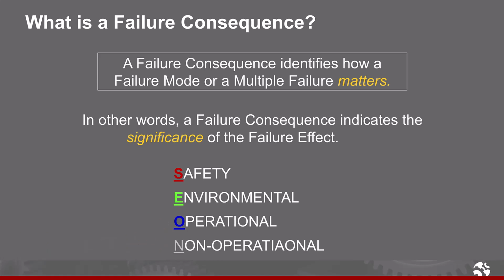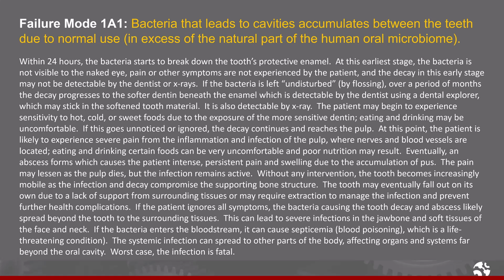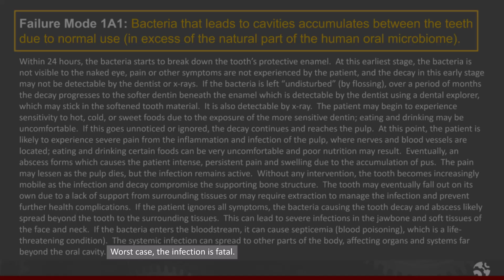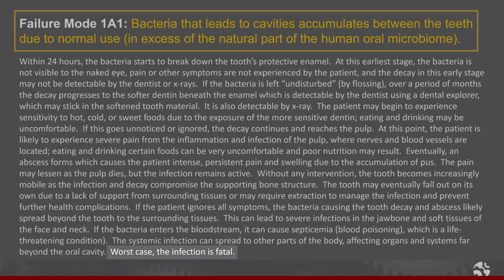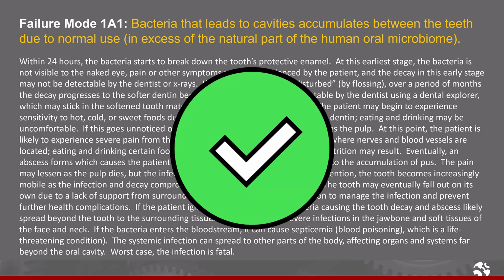Recall from yesterday's video, we said that failure effects should be written in enough detail so failure consequences can be assessed. Remember from yesterday that we wrote the failure effect for failure mode 1A1: bacteria that leads to cavities accumulates between teeth due to normal use. We identified that the worst case that could happen if nothing were done to manage this failure mode is that the patient could die because the infection could become fatal. Obviously, this has safety consequences. We're able to quickly establish that because we did a great job writing our failure effect.